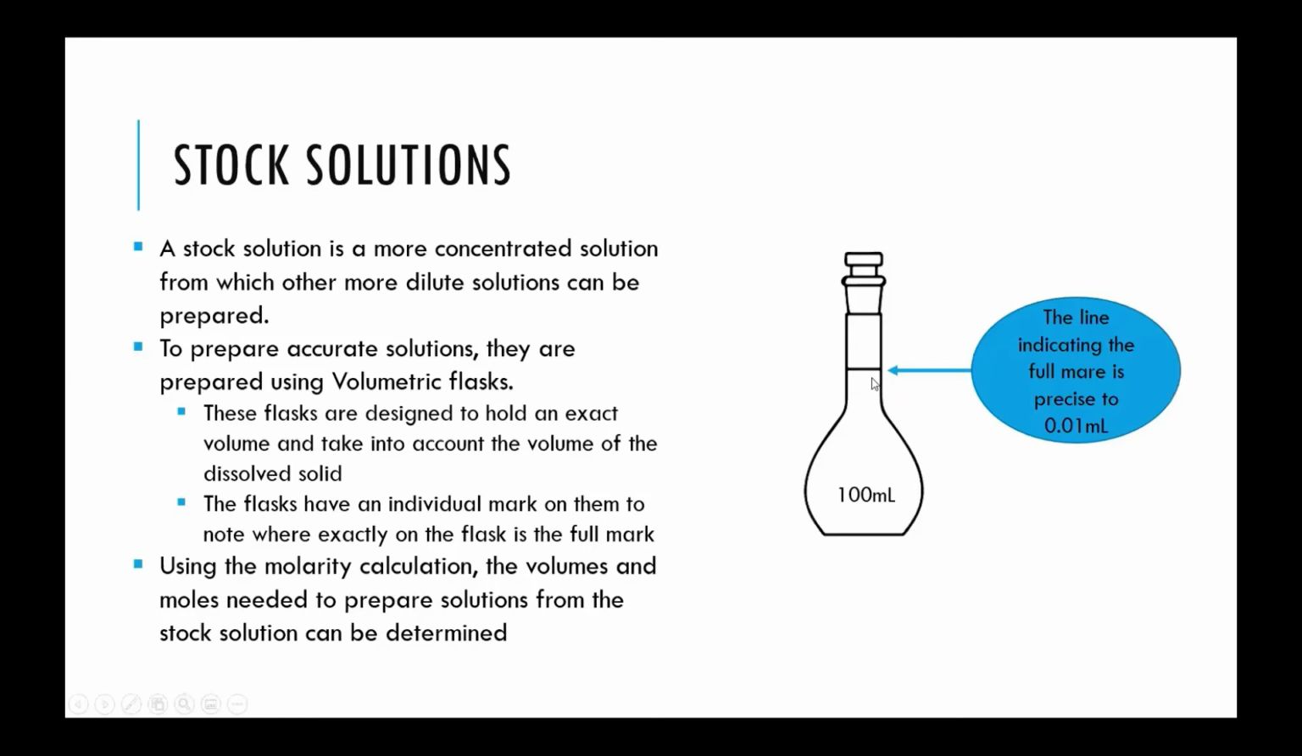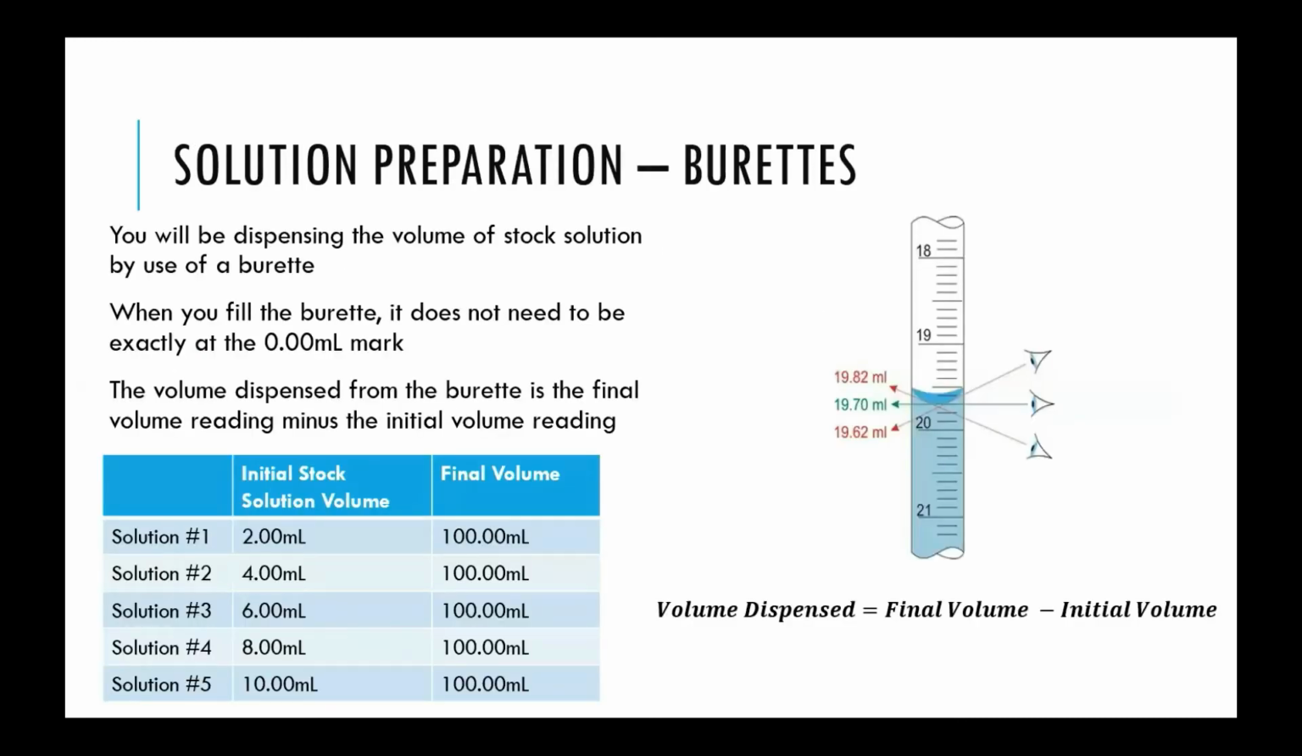There's a line on the neck of the volumetric flask, which indicates that for that particular piece of glassware, that is the mark where it is exactly 100.00 milliliters contained within that flask. So you're going to be preparing a number of different solutions in a volumetric flask. To prepare the initial solutions, you're going to fill the burette up, and then dispense an amount of stock solution into the volumetric flask. From there, you'll be able to determine the final concentration.